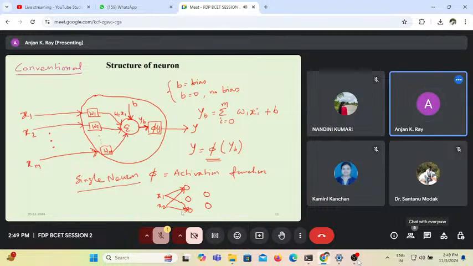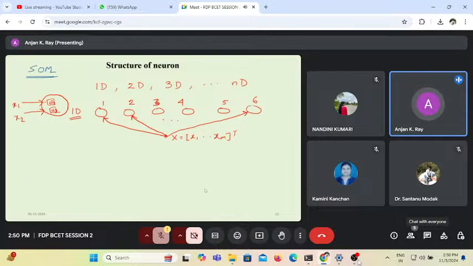But in the second layer, what happens? The number of inputs is changed. In the second layer, if it is fully connected, the number of inputs for the neuron will be 3. So here 2, here 3. It means that in the network, as the layer advances, the number of inputs may be different depending on the structure. But in the self-organizing map, all neurons will have the same input.